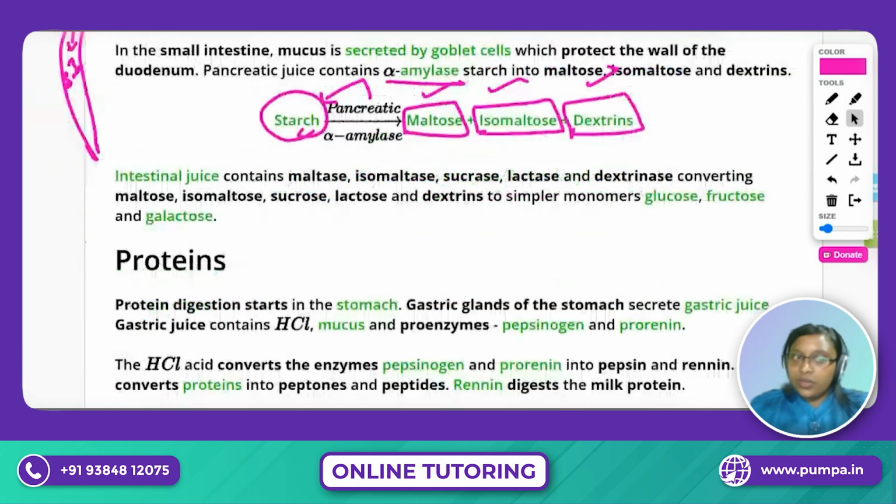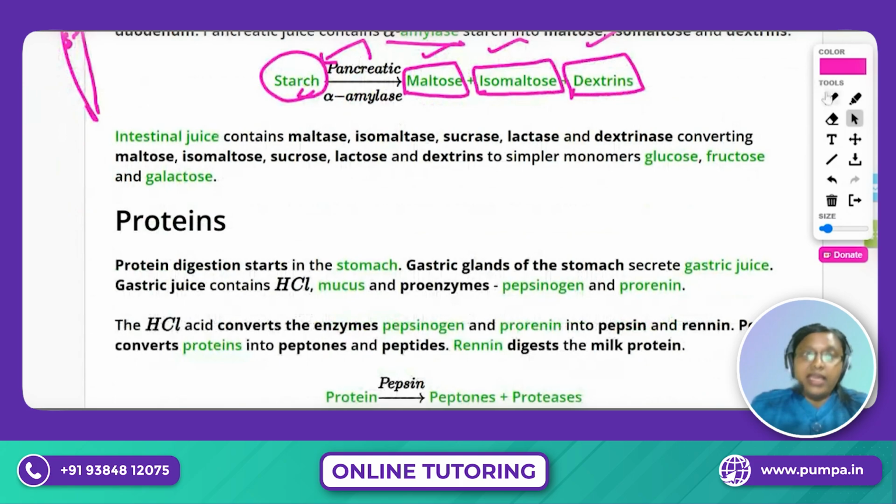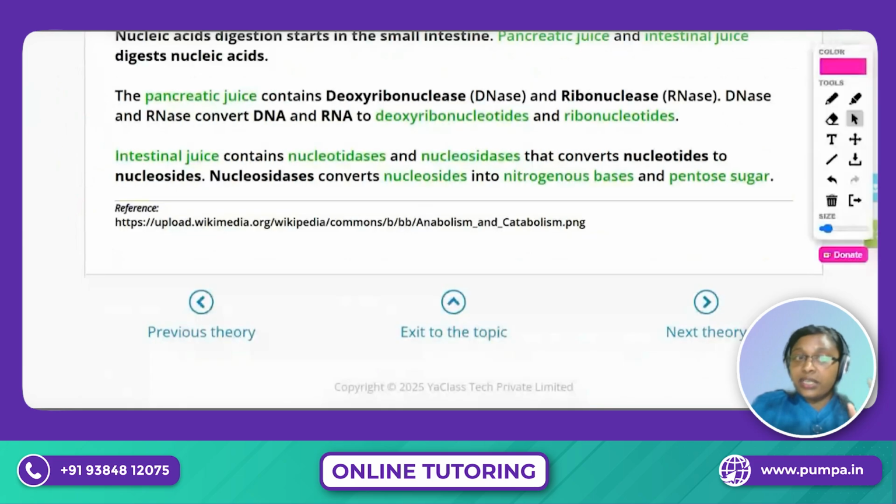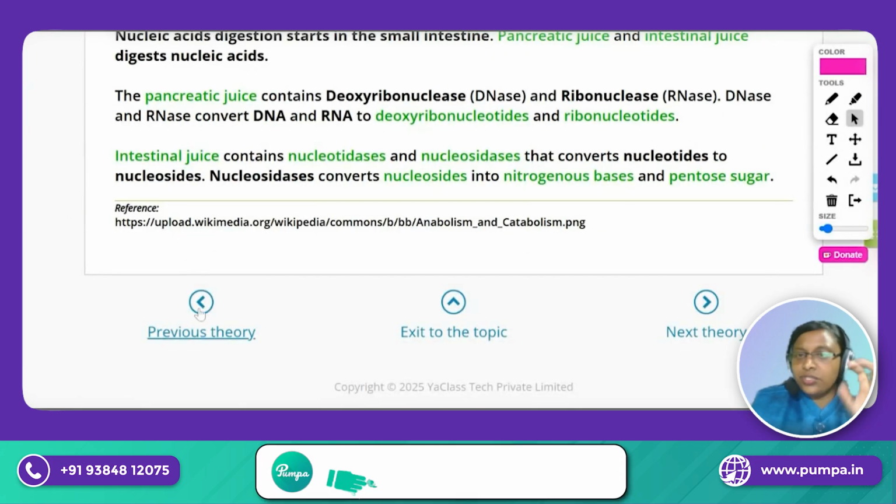And next to that, the important one will be the intestinal juices. Children, first we will learn where these intestinal juices are present. Any guess where the intestinal juices will be present?